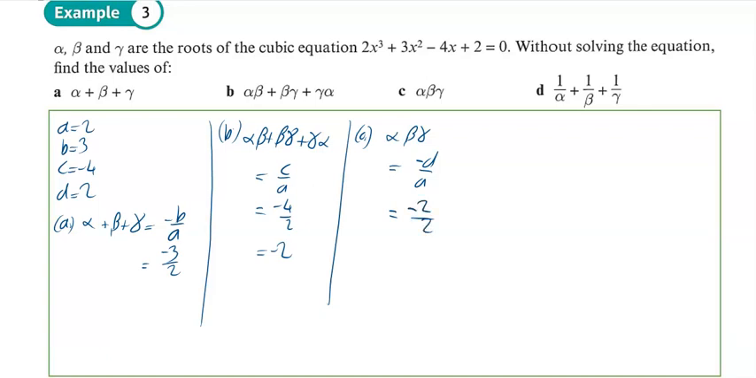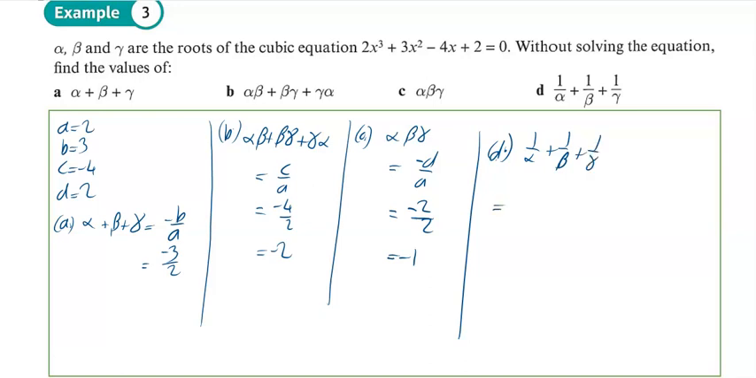Your a is 2, and minus 2 over 2 is 1. Okay, the last one again probably just requires a little bit of manipulation. We've got 1 over alpha plus 1 over beta plus 1 over gamma.